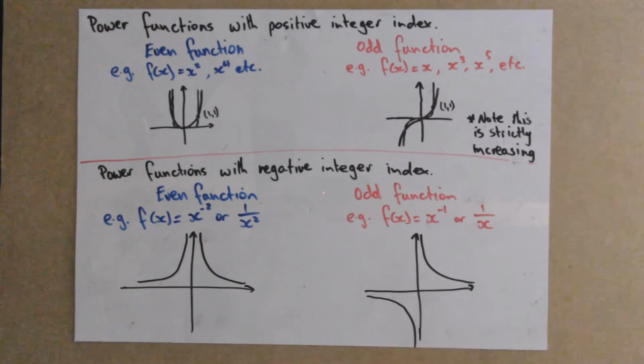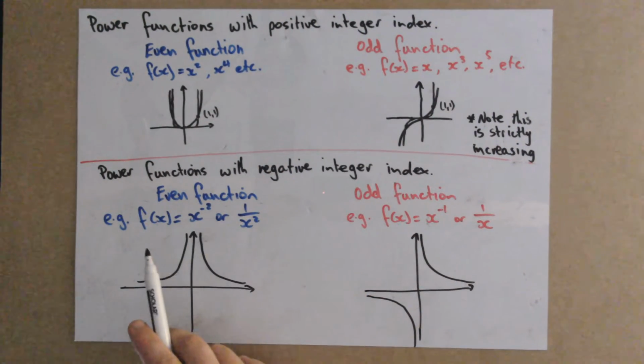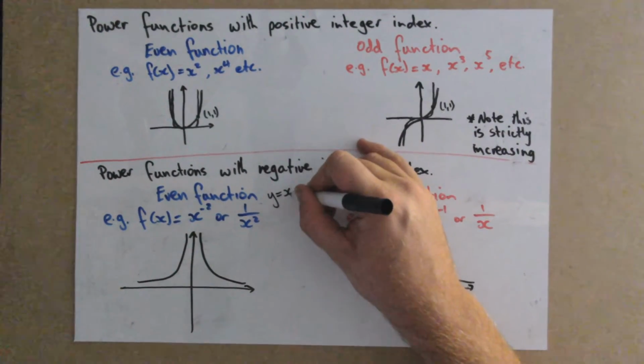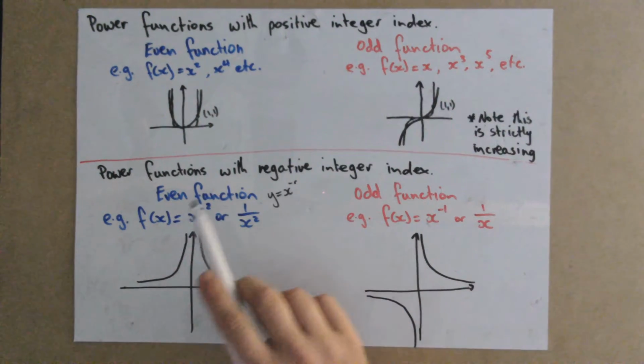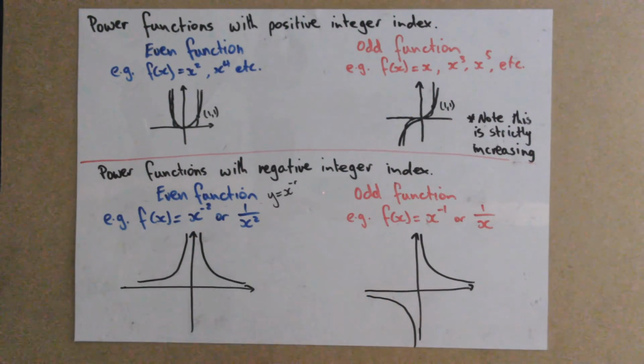What happens if we've got a power function with a negative integer index? For our even functions now, where we've got y equals x to the negative r, and this is an even power, that looks something like this. This graph is called truncus. This is a specific case here where we've got 1 on x squared.